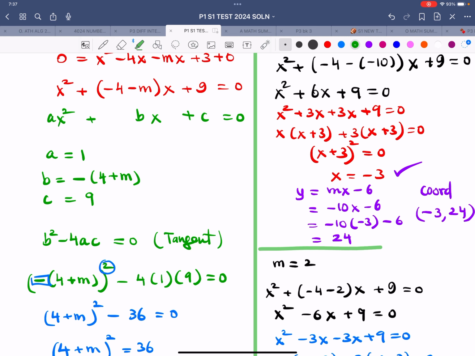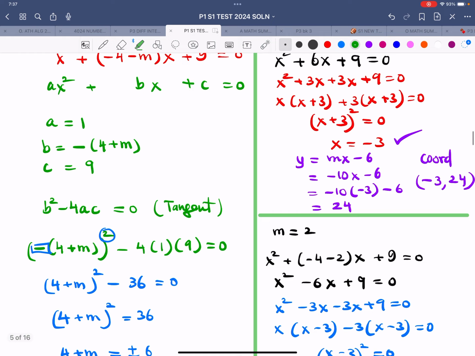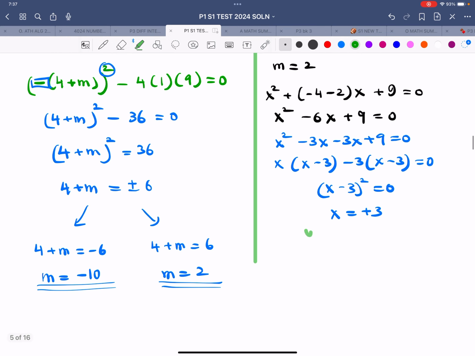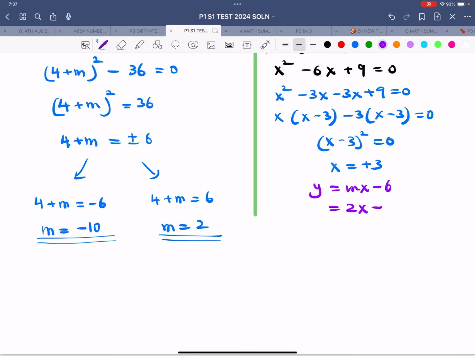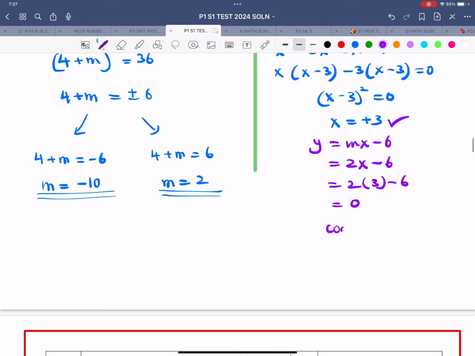Let me just draw a line to divide this thing. That thing is done. Now y = mx − 6. No, not this thing, the other marker. y = mx − 6. The value of m is +2. y = 2x − 6. y = 2 × 3 − 6. 6 − 6 is 0. Therefore, the coordinate is (3, 0).